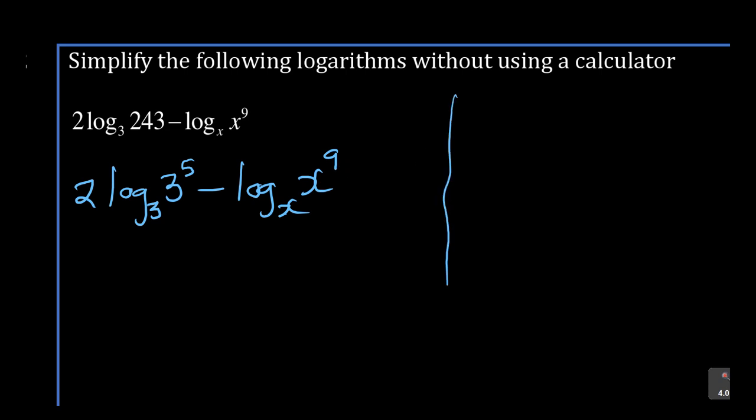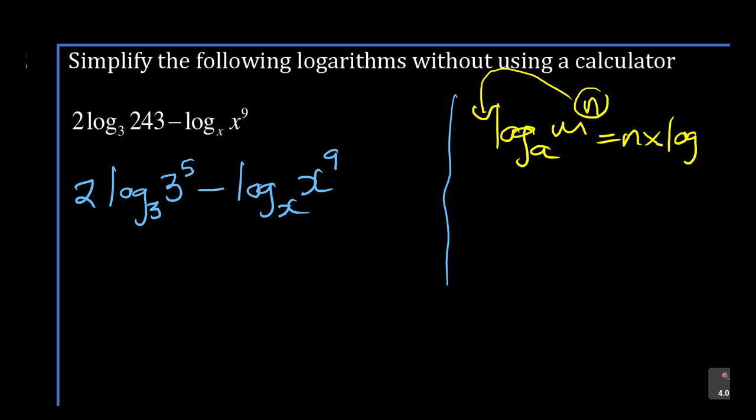Two laws, actually it's one, two laws you're going to use. I said if you are given log base a of, for example, m to the power of n, this n drops down to become n times log base a of m. So what I'll do, this 5 will come here and drop down, but remember it comes and multiplies. This 9 will go down there also, because they were powers.